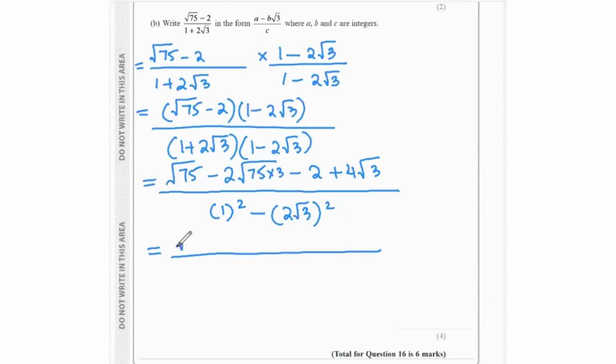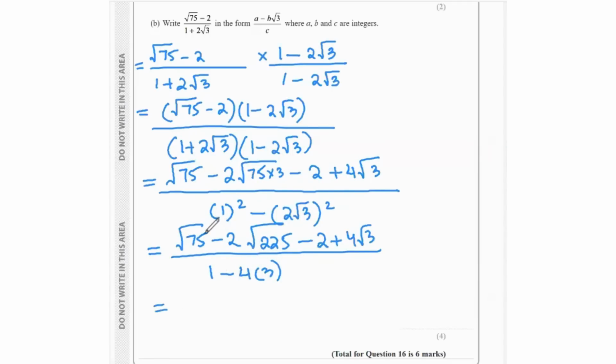So this is root 75 minus 2. 75 times 3 is going to be 225, minus 2 and plus 4 root 3. And this is 1 minus 4 times 3. The 2 gets squared, so that's 4, and root 3 squared is just 3.